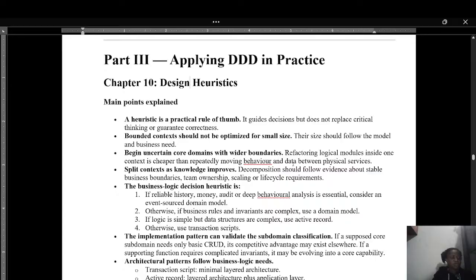And today we'll be looking at part 3 of the book, Domain Driven Design, published by O'Reilly. It's a very fantastic book anyway, okay. So we've done part 1 and part 2. So today we want to look at part 3. And of course, part 3 says applying domain-driven design in practice.